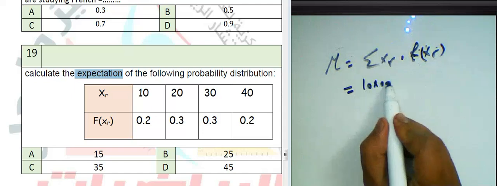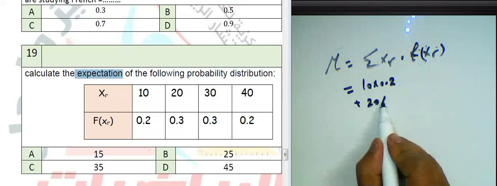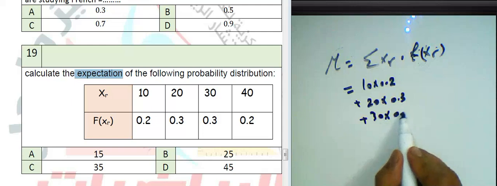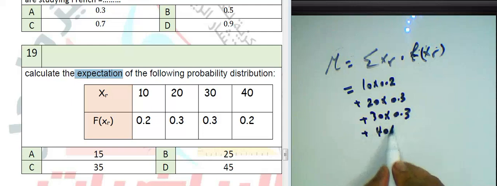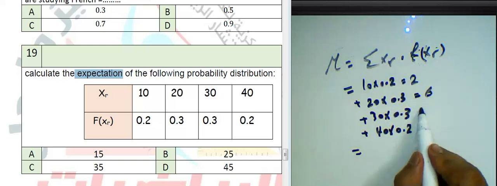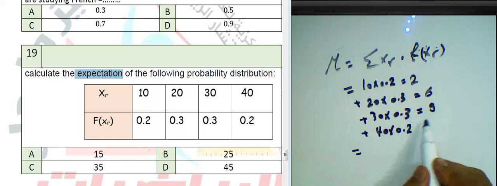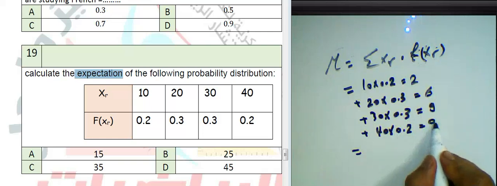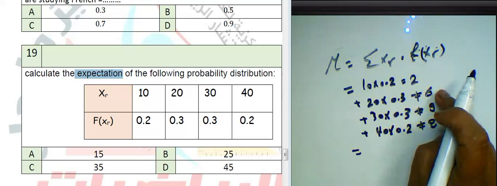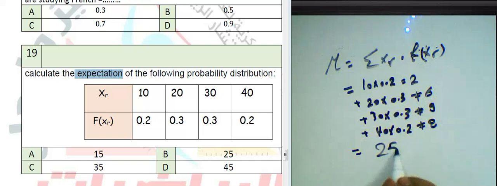10 times 0.2 plus 20 times 0.3 plus 30 times 0.3 plus 40 times 0.2. We can find the total by using a calculator. It will be 2, and 6, and 9, and 8. Plus them, it will be 10 and 16. 16 plus 9 equals 25. The total is 25. Choose letter B.